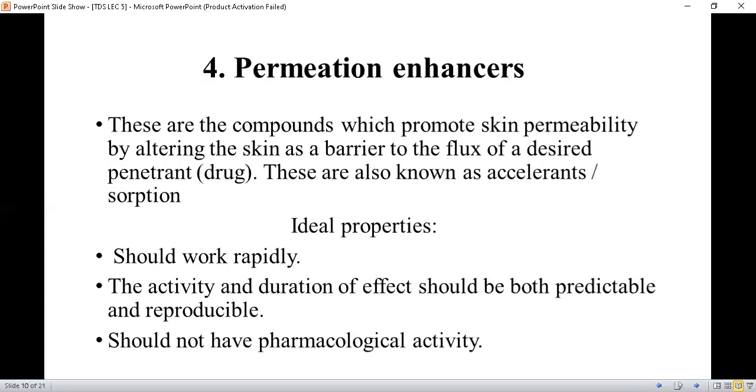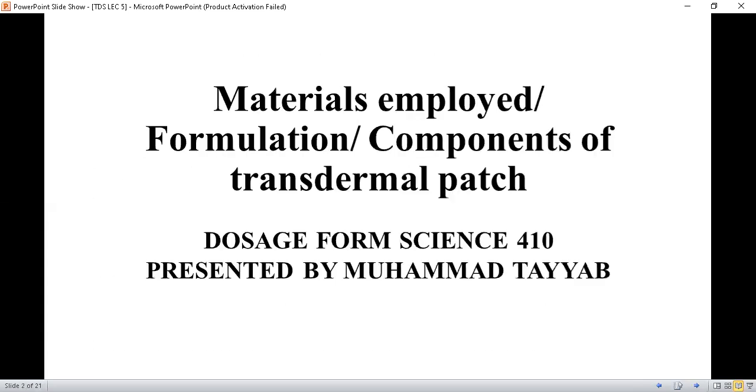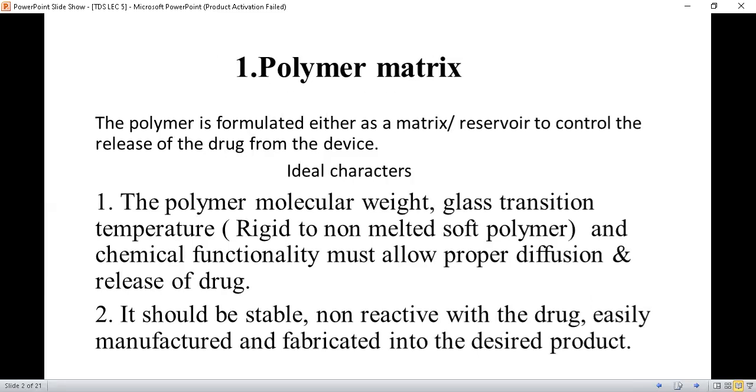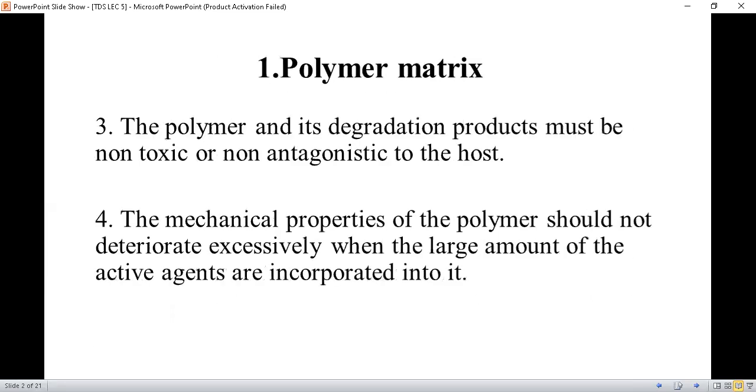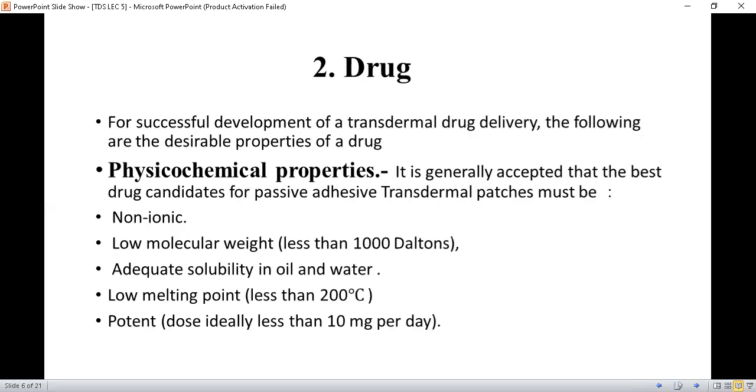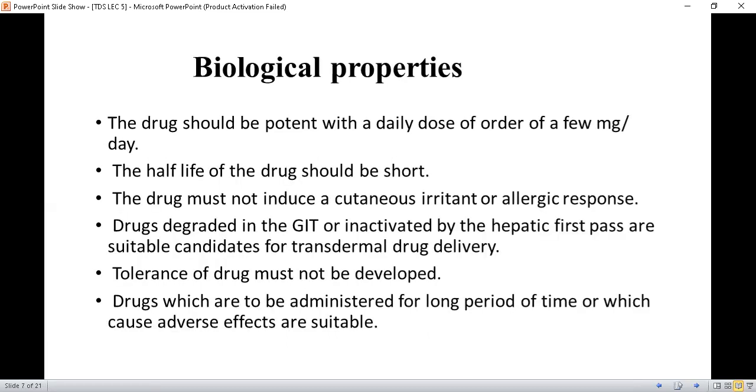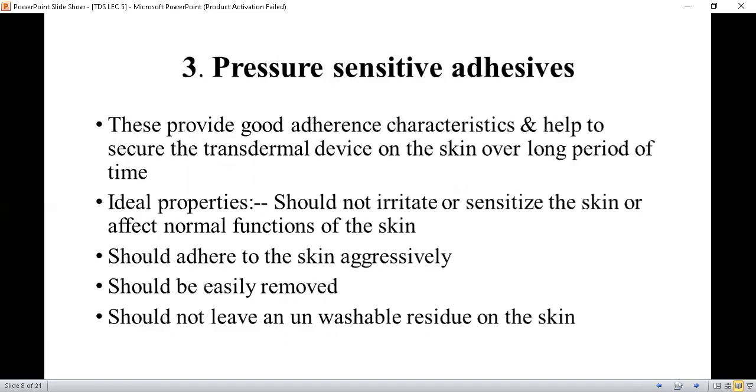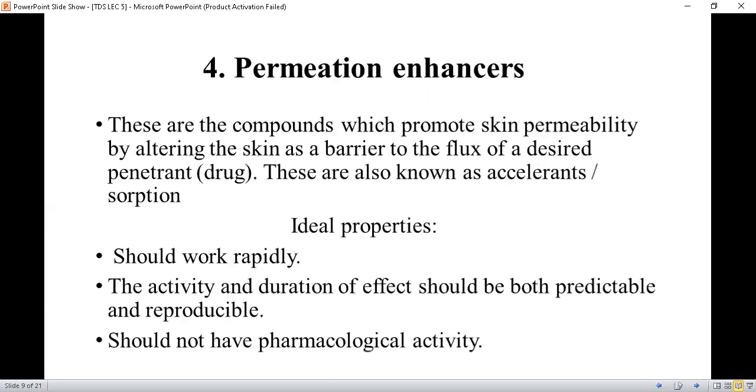These are also required in transdermal drug delivery system. Students, up till now, we have discussed the components that are required to formulate a successful transdermal drug delivery system. First, we have discussed polymer matrix in which the drug is adsorbed and then this polymer matrix will have to release the drug. After that, we have discussed the second component, drug, and its physicochemical and biological properties. Now we have discussed pressure sensitive adhesive, and now we are going to discuss permeation enhancer.